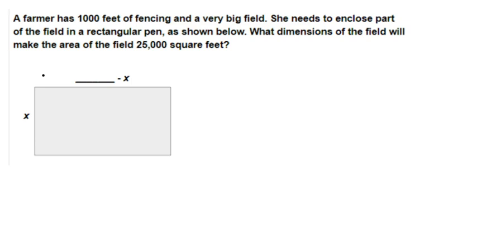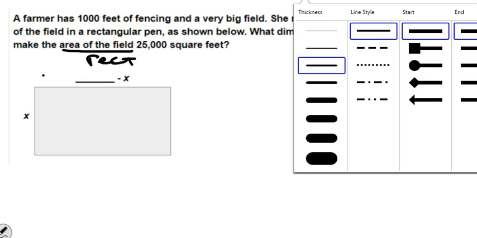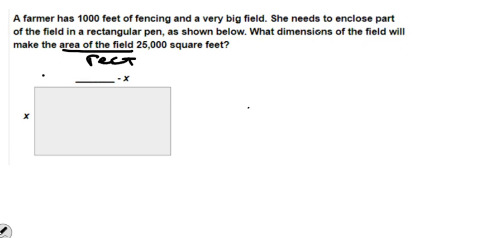All right, so we have to know a couple things in order to do this problem. The first thing is we have to know if we're making the area of the field, well, the field is a rectangle, right? So if it's a rectangle and we're talking about the area, we should remember that the area of a rectangle is length times width. So length times width is my area.